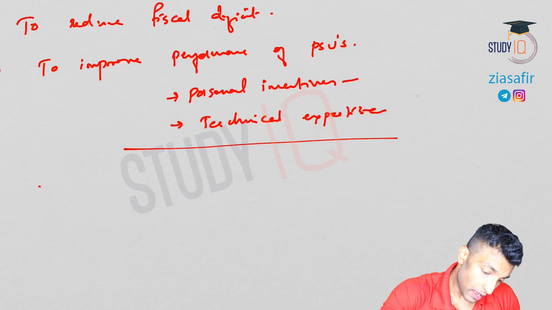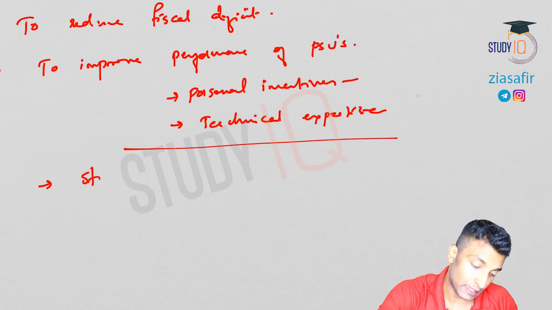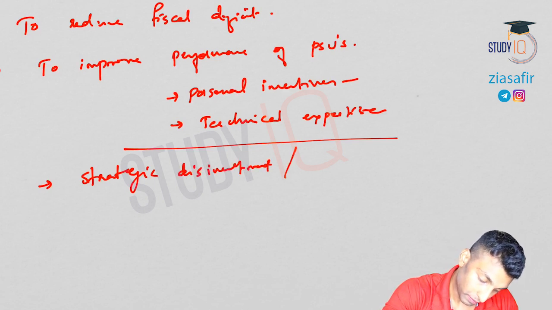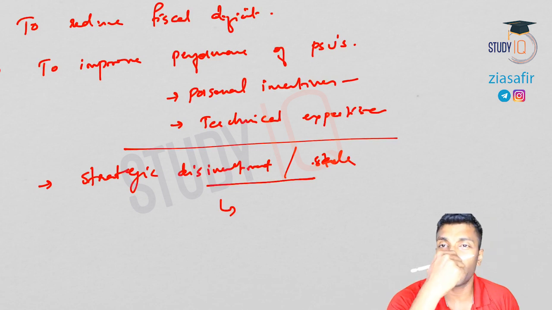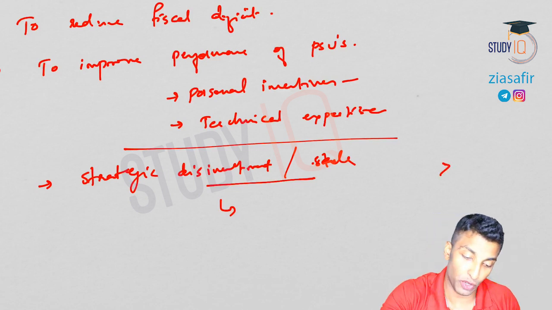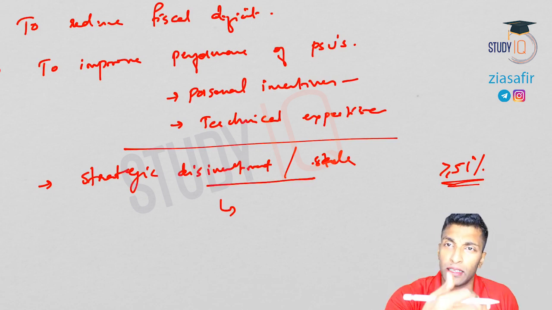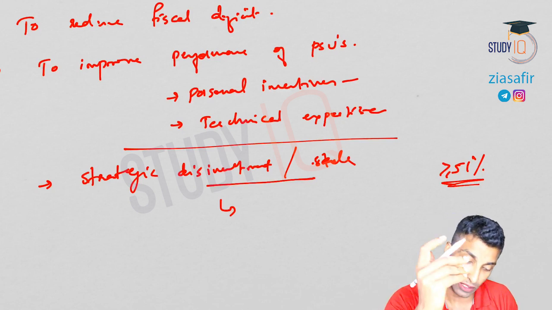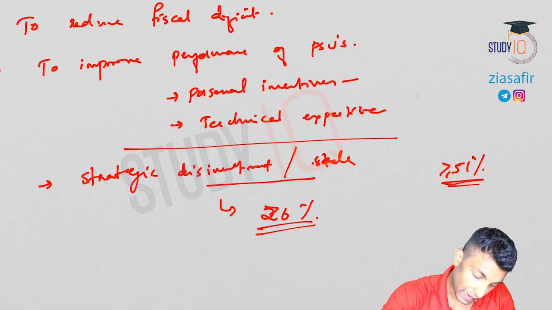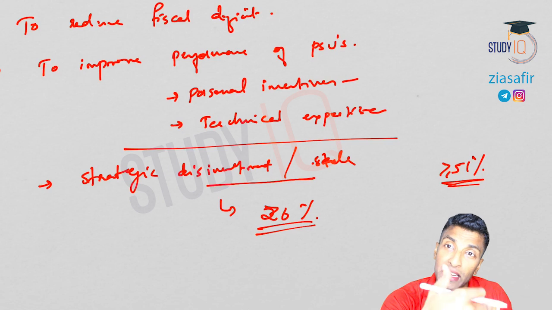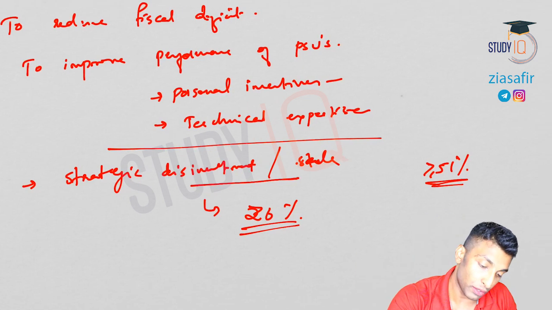Okay, then I've told you about strategic disinvestment or strategic sale. So here actually the management also will be shifted. You may sell more than 51% of the share of government in public sector undertakings to the private sector, so that the management will also be shifted. So minimum will be at least 26% you will sell. So a significant share of government in the PSUs will be sold to the private sector, and management may also be shifted. Okay, so that is what strategic disinvestment is.